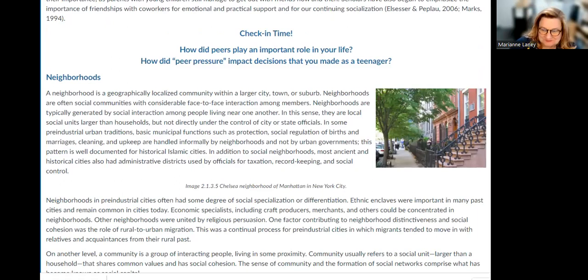Now, neighborhoods. These are absolutely a way to socialize new people or young people. Where you live has a lot to do with who you've turned out to be. And think about it.